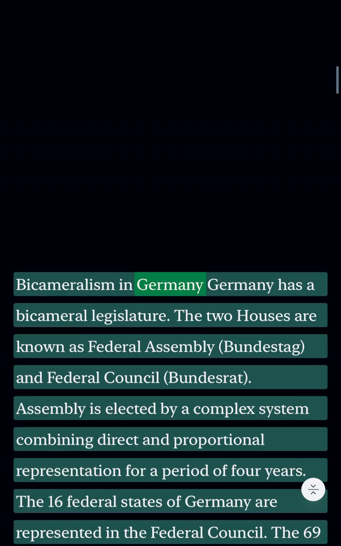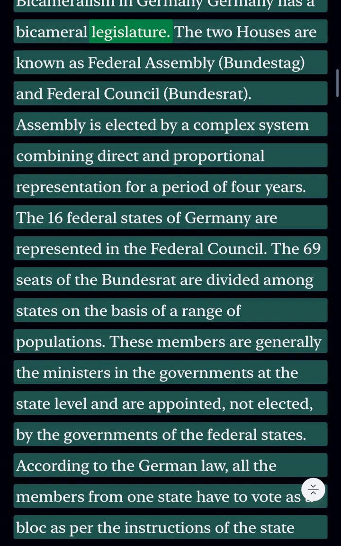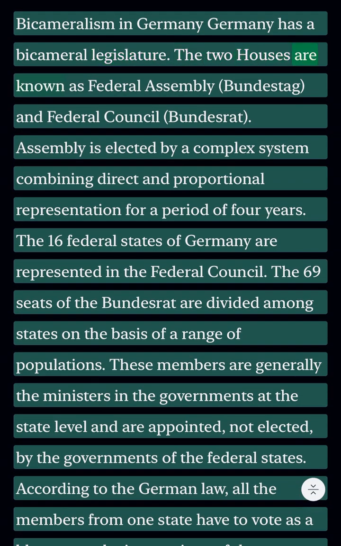Bicameralism in Germany. Germany has a bicameral legislature. The 2 houses are known as the Federal Assembly, Bundestag, and the Federal Council, Bundesrat. The Bundestag is elected by a complex system combining direct and proportional representation for a period of 4 years. The 16 federal states of Germany are represented in the Federal Council. The 69 seats of the Bundesrat are divided among states on the basis of a range of populations.